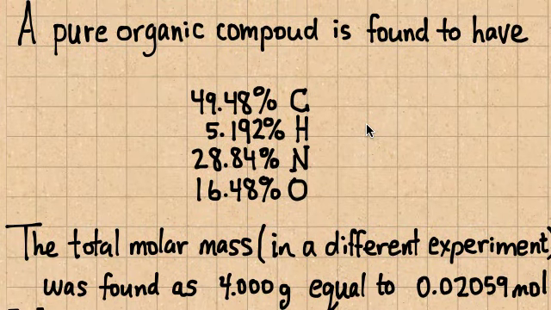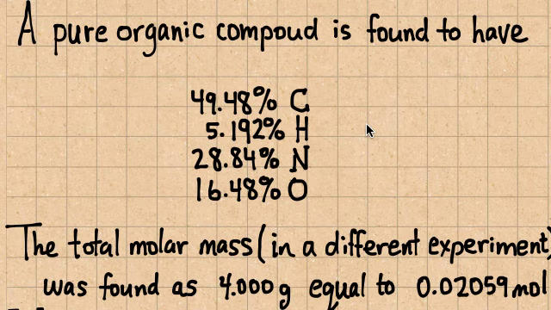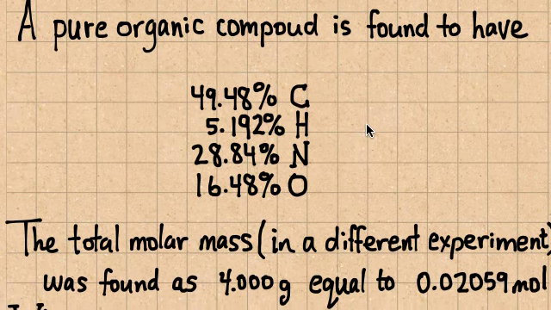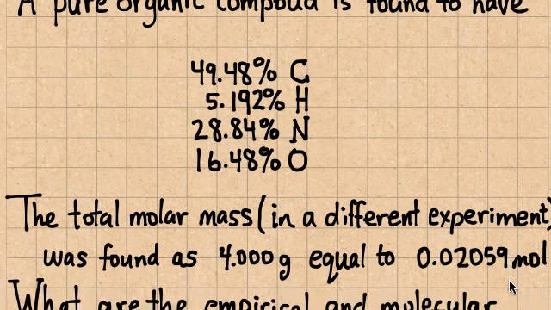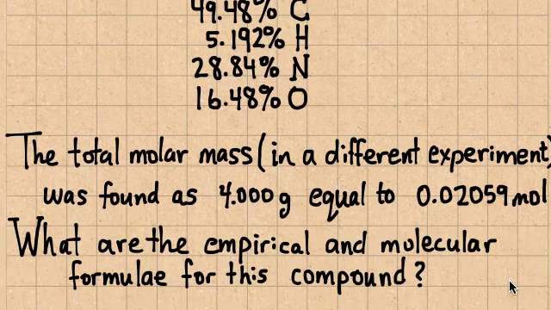Alright, a pure organic compound found to have 49% carbon, 5% hydrogen, 28.8% nitrogen, 16.48% oxygen. The total molar mass is described by 4 grams equals 0.02059 moles. What's the empirical and molecular formulae for the compound? Plural of formula, perhaps.